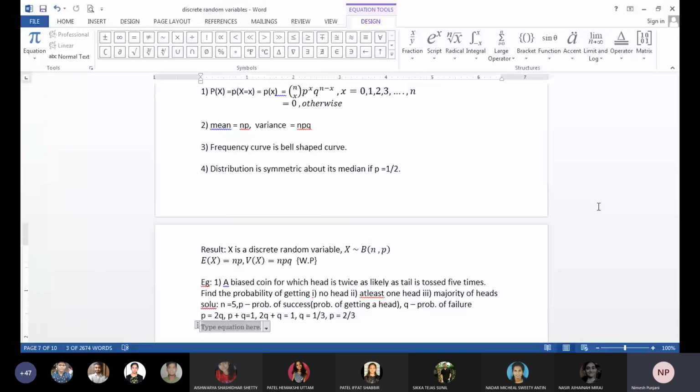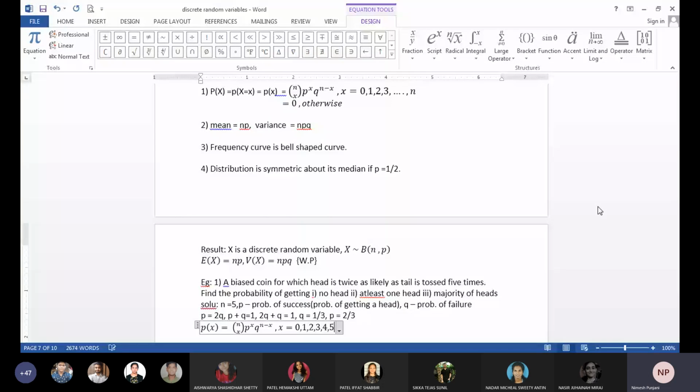Okay, so next is your P of X. What is the formula for P of X? NCX P raised to X, Q raised to N minus X. That is when X is 0, 1, 2, 3, 4, 5.